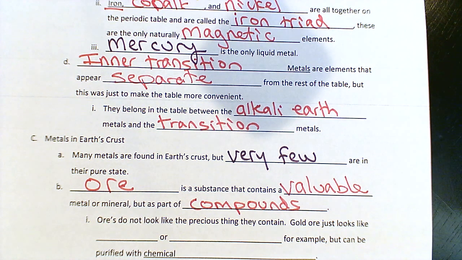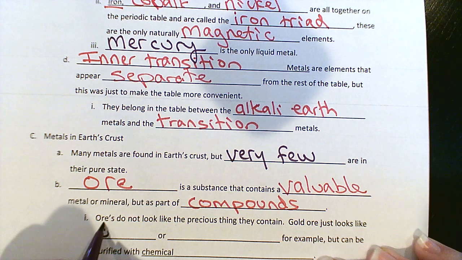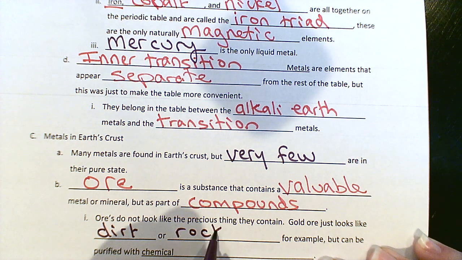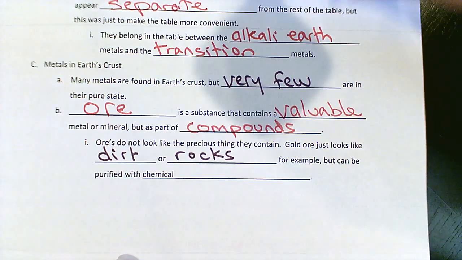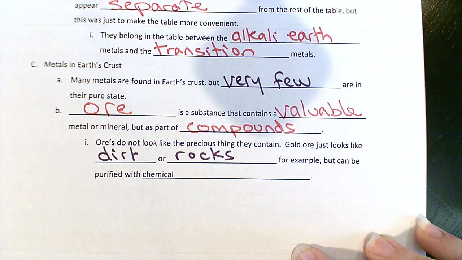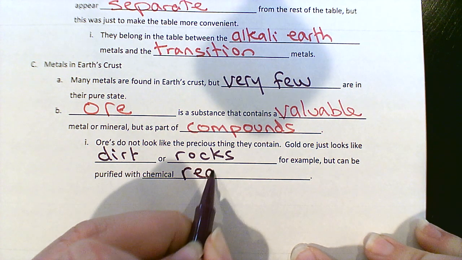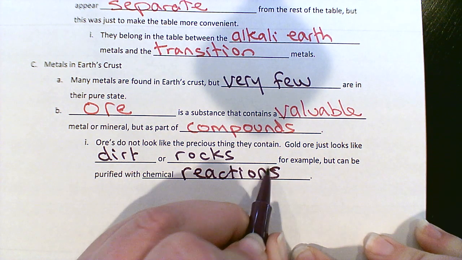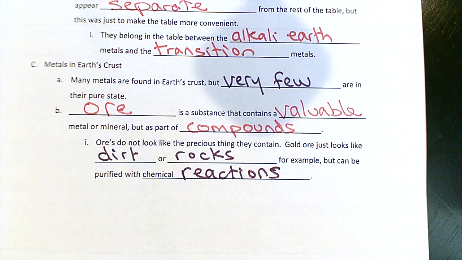So I might have a gold mine, and they're bringing up big buckets of what looks like just dirt and rocks. Doesn't look like gold. So gold ore just looks like dirt or rocks. How do they get the gold out of it? The gold is in compounds. So if we're going to extract it, we have to perform chemical reactions on it to separate it from the things that it is chemically attached to.